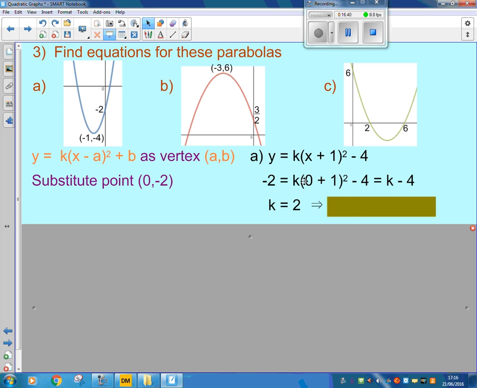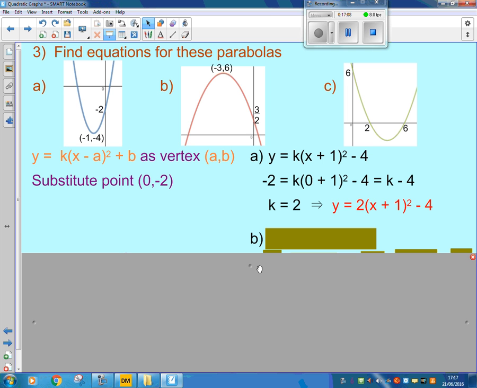So the equation becomes y equals 2 lots of x plus 1 all squared, minus 4. If we check that, you'll see the vertex is at minus 1, minus 4, where we want it. Put in x as 0, and you get 0 plus 1 is 1, square it is 1, times 2 is 2, take away 4 is minus 2. So it's all working. Right, let's try the next one.